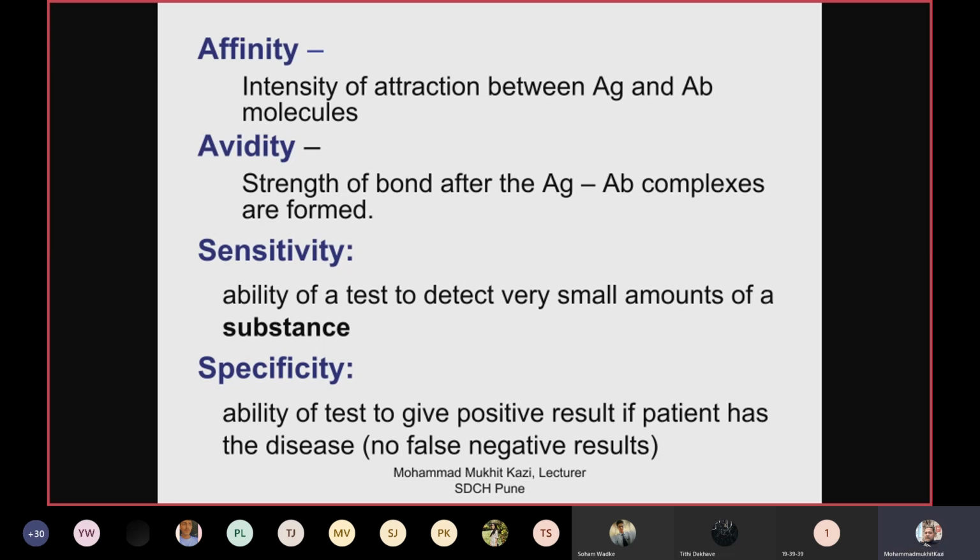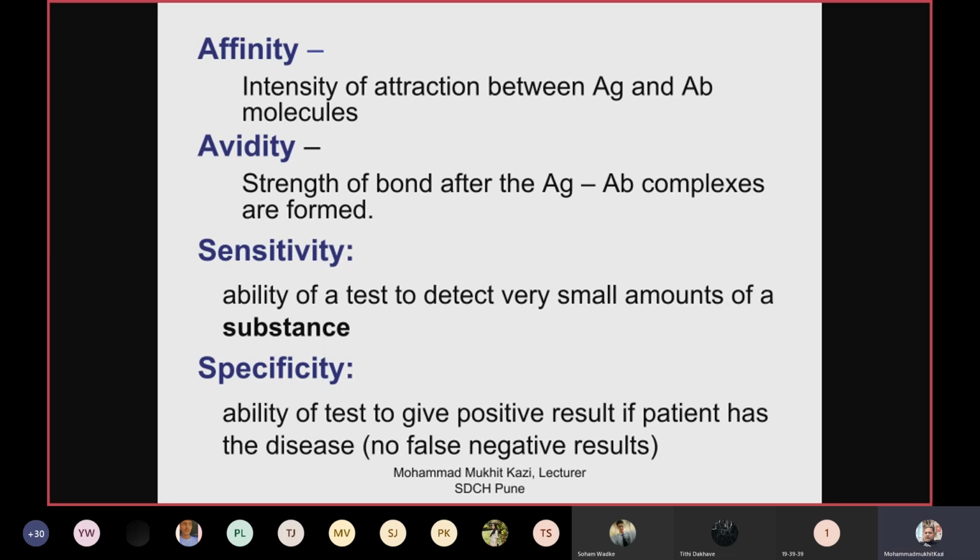Is only affinity sufficient? No. There has to be avidity also. What is avidity? Avidity is nothing but the strength of the bond after the antigen-antibody complexes are formed. This is very important. So affinity as well as avidity are very important in antigen-antibody reactions.